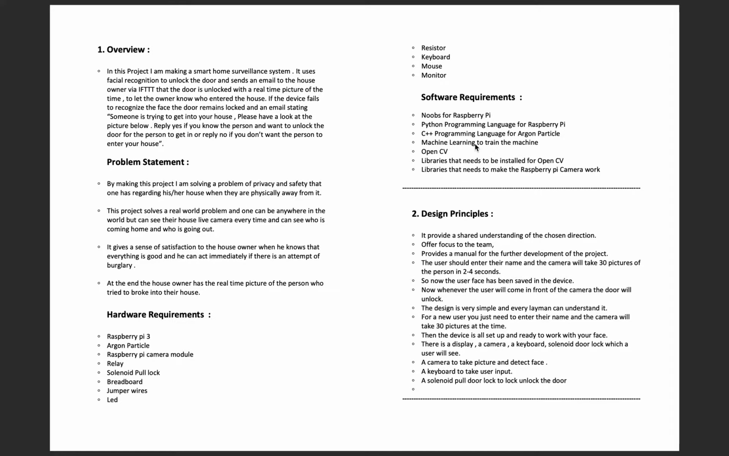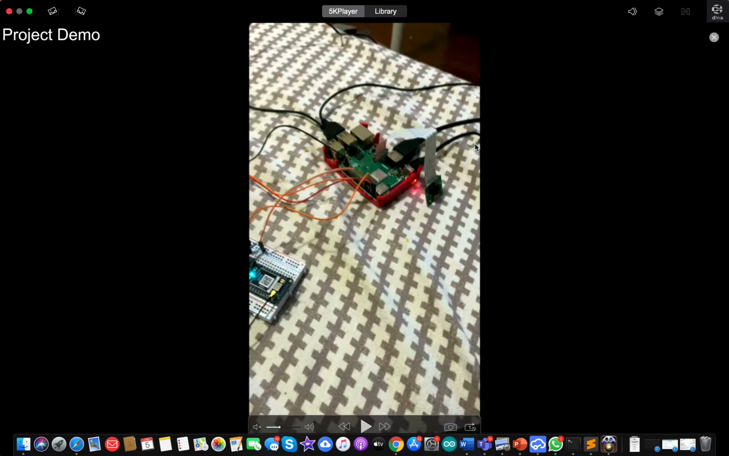Coming to the hardware requirements, I have used a Raspberry Pi 3, an Argon Particle, a Raspberry Pi camera module, a relay module, a solenoid pull lock, a breadboard, jumper wires, an LED, a resistor, a keyboard, a mouse, and a monitor. These were all the hardware requirements, so I'll take you through them first. You can see the components that I've used over here.